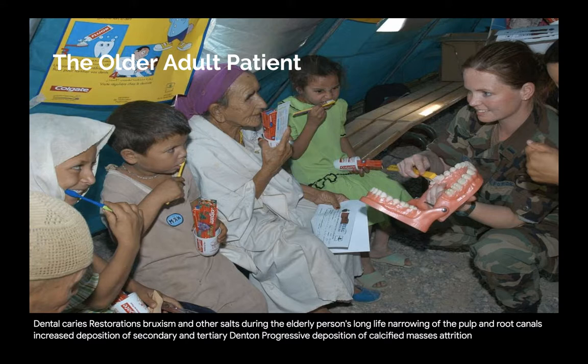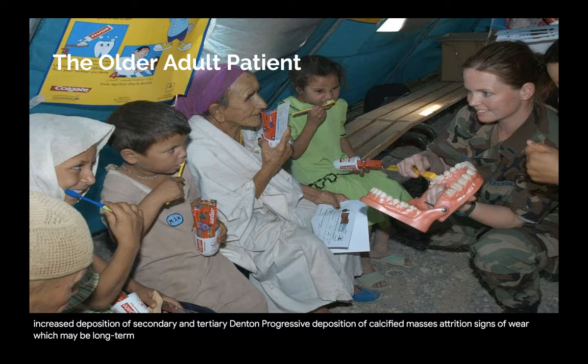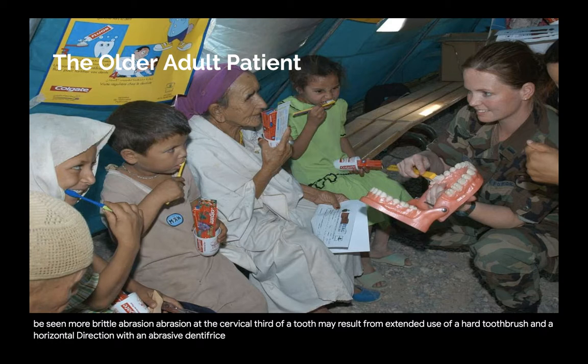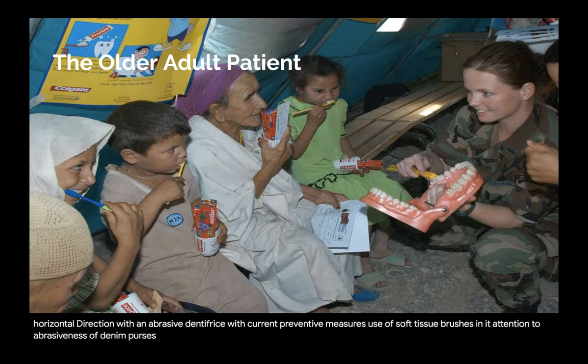Attrition, signs of wear, which may be long-term effects of diet, occupational factors, or bruxism. Attrition may be accompanied by chipping, and teeth may be seen as more brittle. Abrasion. Abrasion at the cervical third of a tooth may result from extended use of a hard toothbrush in a horizontal direction with an abrasive dentifrice. With current preventive measures, use of soft textured brushes, and attention to abrasiveness of dentifrices, future generations will be less likely to exhibit such tooth alterations.